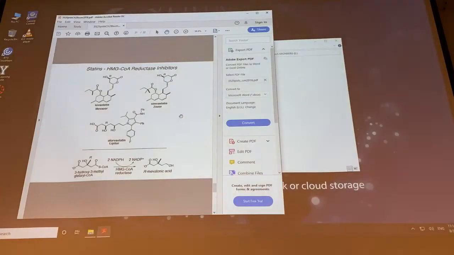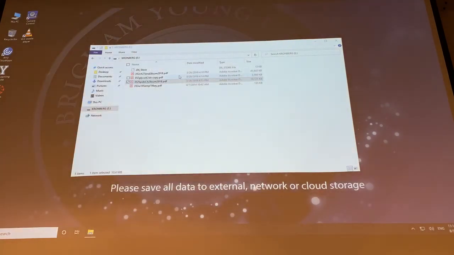Very good. Let's get out of 28. So that homework is due tonight. And let's look at metabolism.